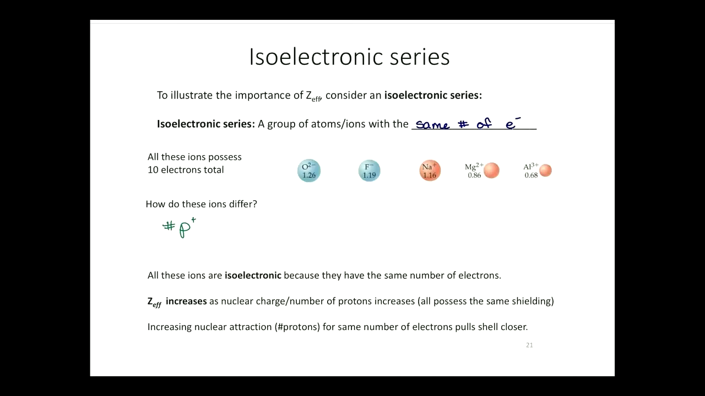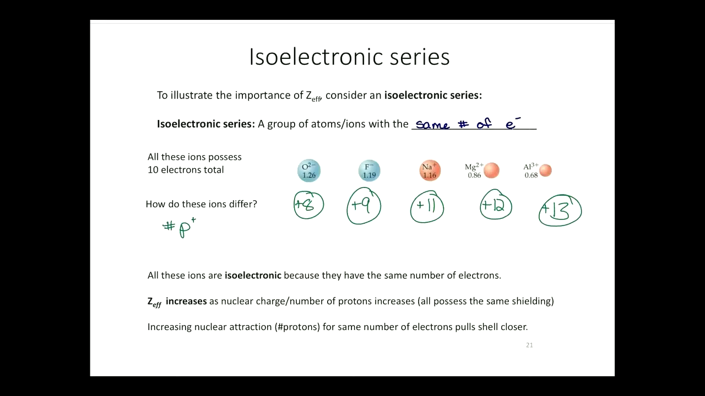So if we look through these elements, the first one is oxygen here. How many protons does it have? 8. So the nucleus has a +8 attraction. Fluorine here has a +9 attraction. Sodium has a +11. Magnesium is +12, plus 13 for aluminum. So the idea here is that all of these particles have the same number of electrons. In which scenario, which nucleus is going to attract those 10 electrons the most? The one with the most protons, right? So which particle is going to be the smallest?